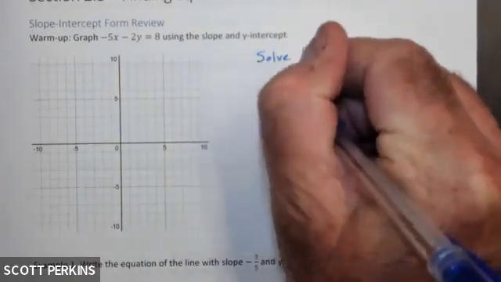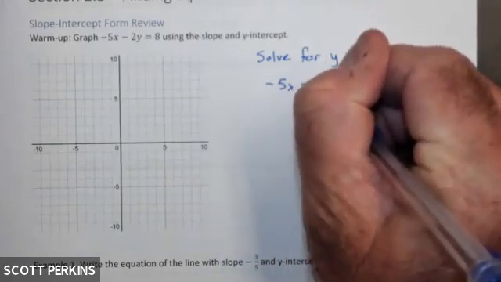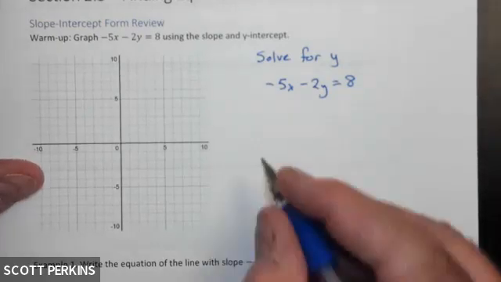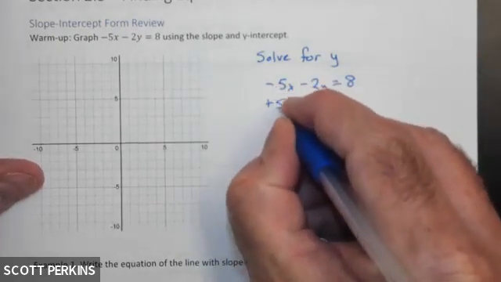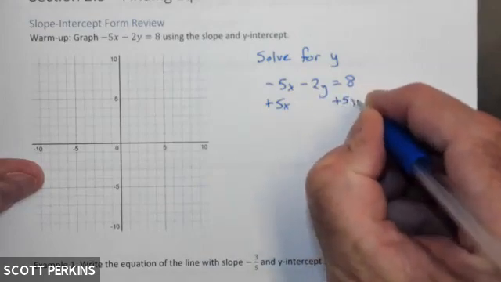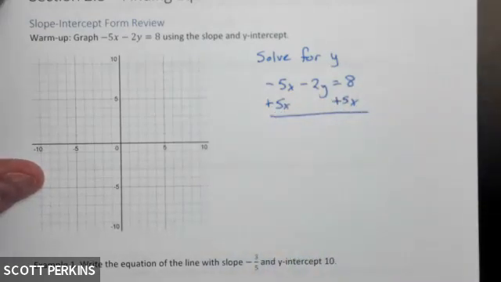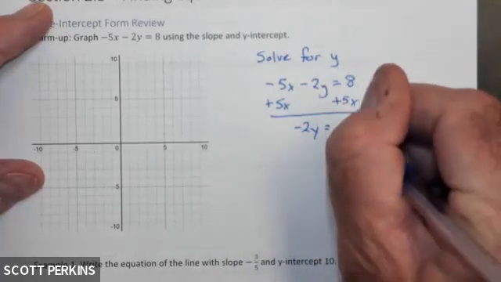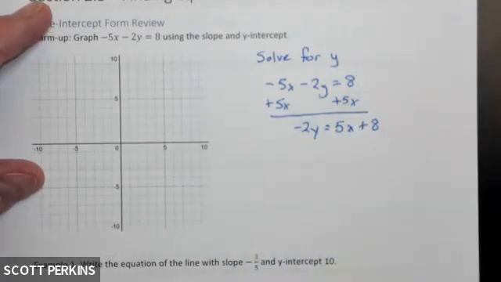So I'm going to take the negative 5x minus the 2y is equal to 8. We did several of these. I'm hoping you did several more on your homework. It's the same steps every time. There's 2 steps to solve this for y. The first thing I'm going to do is add the 5x to both sides in order to get the y term by itself. So I have negative 2y is equal to 5x plus 8.